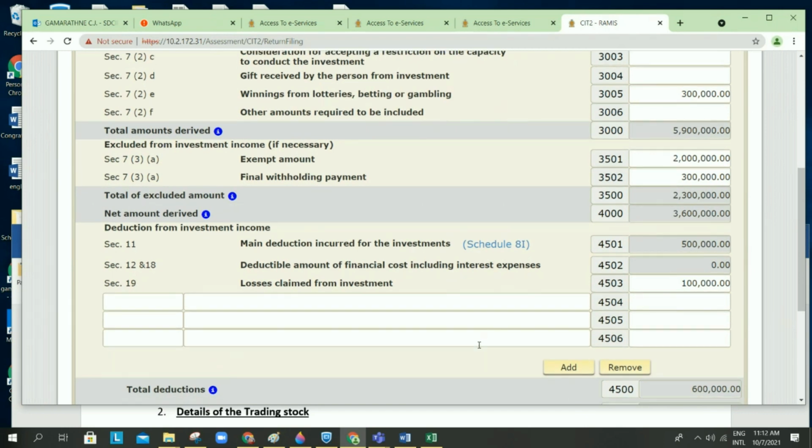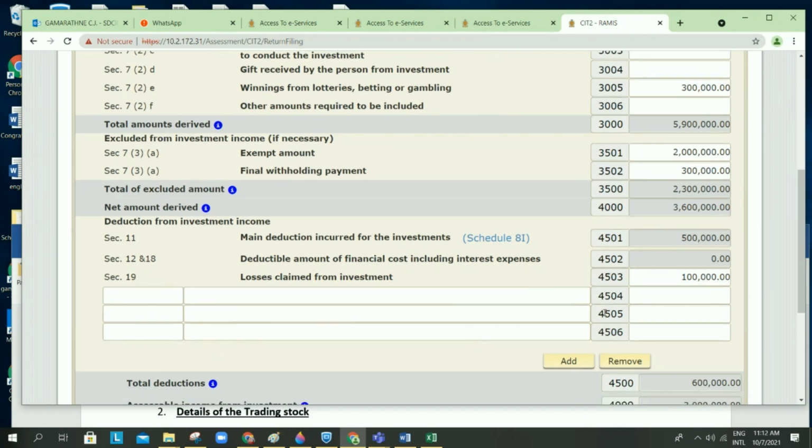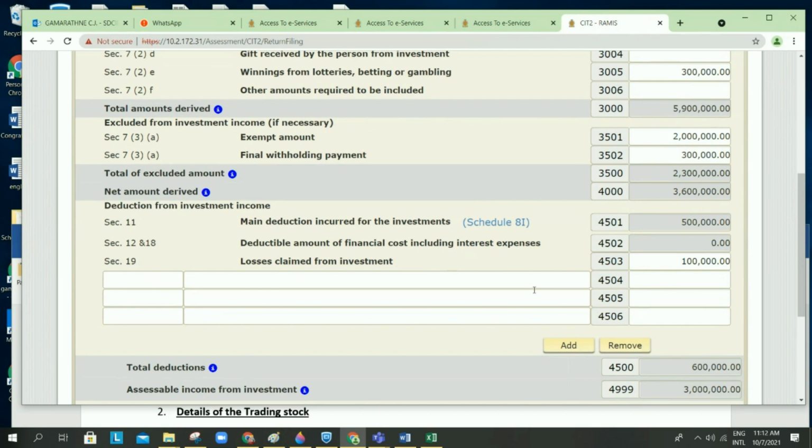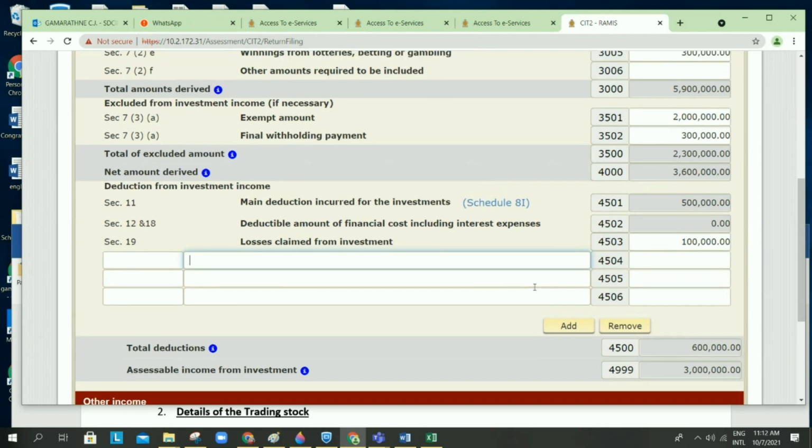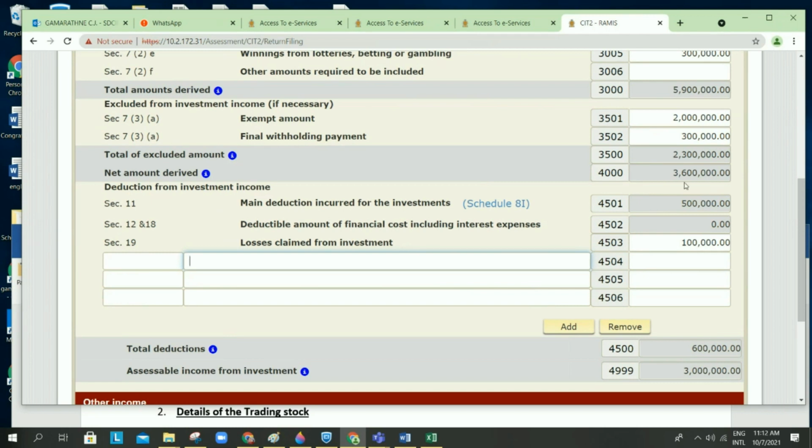Okay, we remove this value, and we can take the total amount excluded, right? Actually, the winnings from lotteries we are not supposed to treat as exempt. Why? We hope that there's no withholding tax deducted, right? If it is actually deducted, it can be taken as an exempt one. Okay, then the total excluded amount is 2.3 million. Then after deducting this 2.3, we can identify the net amount derived as 3.6, right?